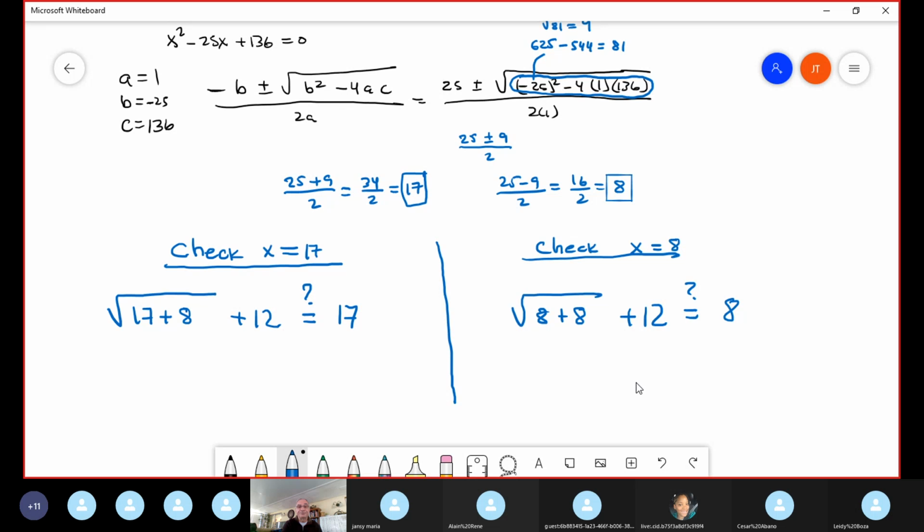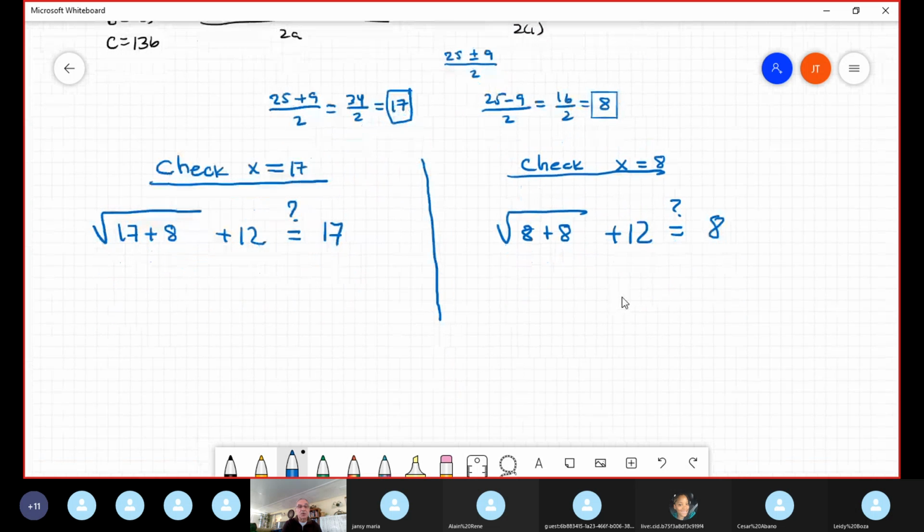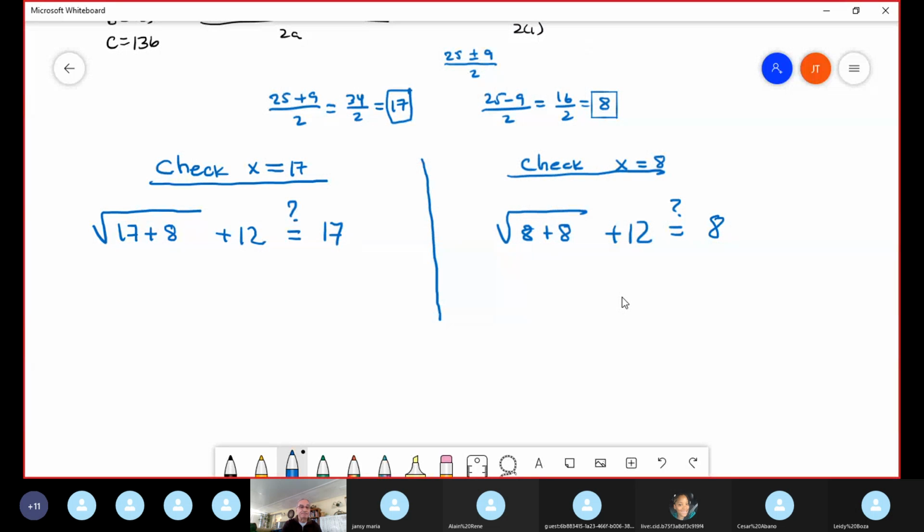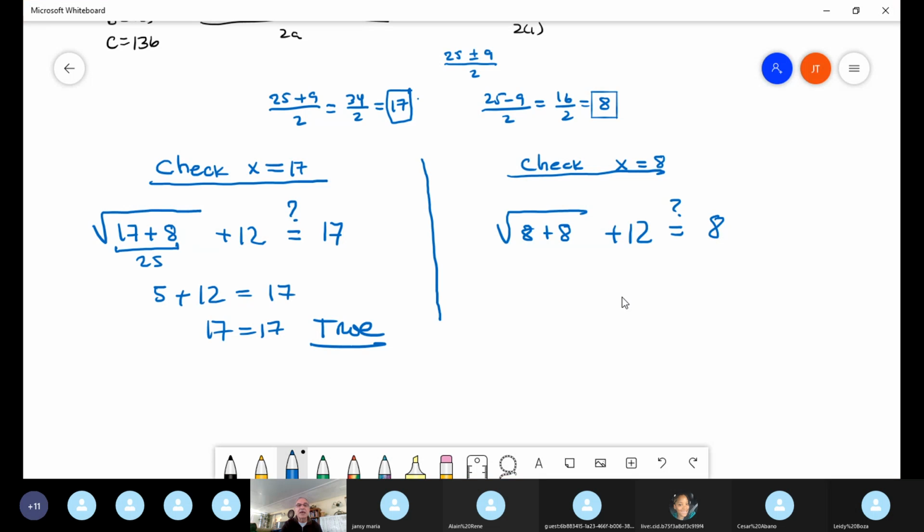Let's see what happened. 17 plus 8 is 25. The square root of 25 is 5. 5 plus 12 is 17. This is perfect. I like this guy. This is a totally true statement. I prove that the answer 17 is good.